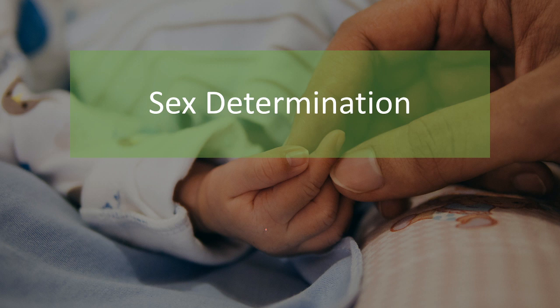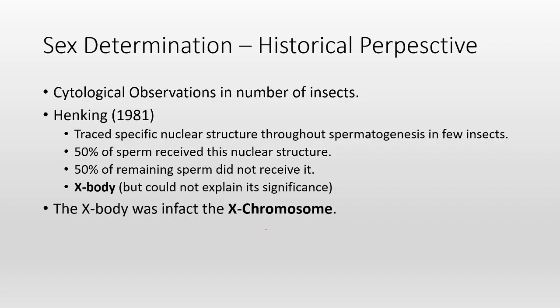So we are now coming to sex determination: how the sex of an organism, male and female, is determined at a genetic level. How did people learn about this? Scientists were looking at the behavior of the chromosomes, certain nuclear structures of various insects. And one of the prominent names that we have to understand is Henking.